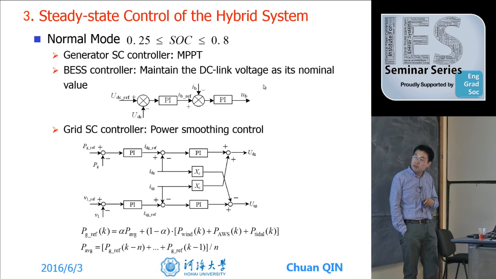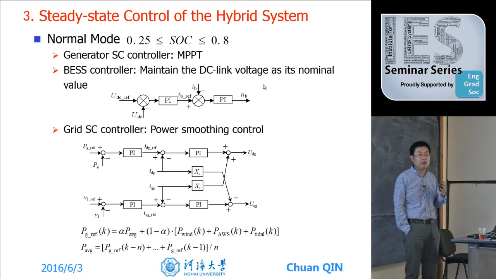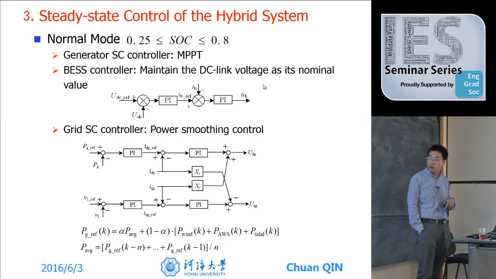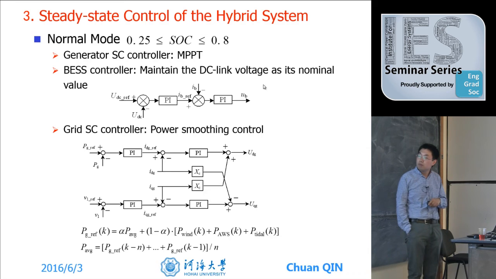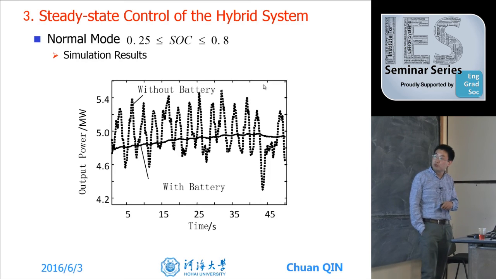There is a P reference, a reference of the grid side power. The P reference can be calculated via a numerical low pass filter. And these are the similar results. We can find that with the battery, the output power is smooth.